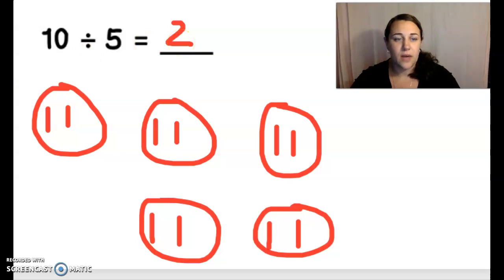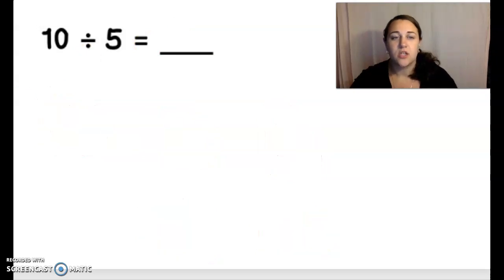So let's go back. I want to clear this. If I have a problem like this, 10 divided by 5, I want you to remember your biggest number is the number that needs to be divided. That first number is the dividend. It needs to be divided. The second number tells you how many groups you're going to need. And then you just count until you've filled all your groups.